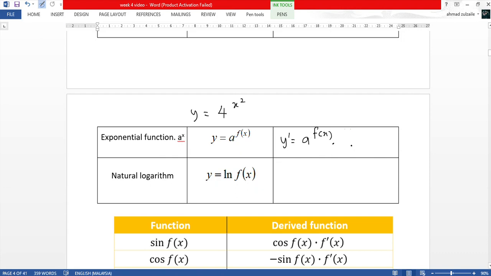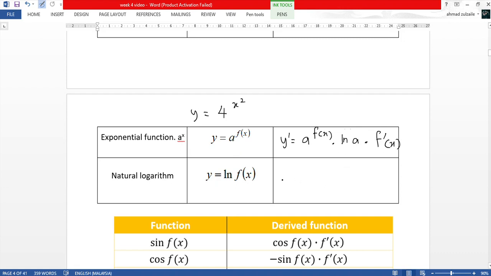This time we have 3 terms. First part is copy the question. Second, what is it? ln of your base, in our case ln 4. And then last but not least, again finish by multiplying with the derivative of your f(x). Okay, last but not least. Oh, not the last one.